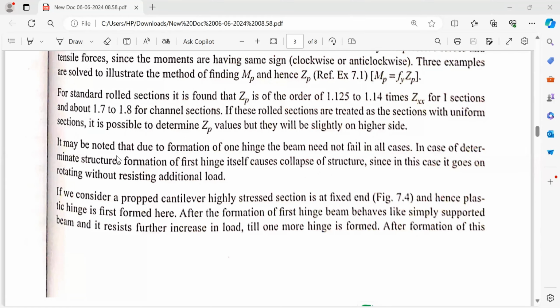The plastic hinge will form at the section where the bending moment is maximum. If you go on increasing the load, at one point you get the maximum bending moment. At that point, the plastic hinge will form. So for a determinate structure, once one plastic hinge forms, then it will become a plastic mechanism.